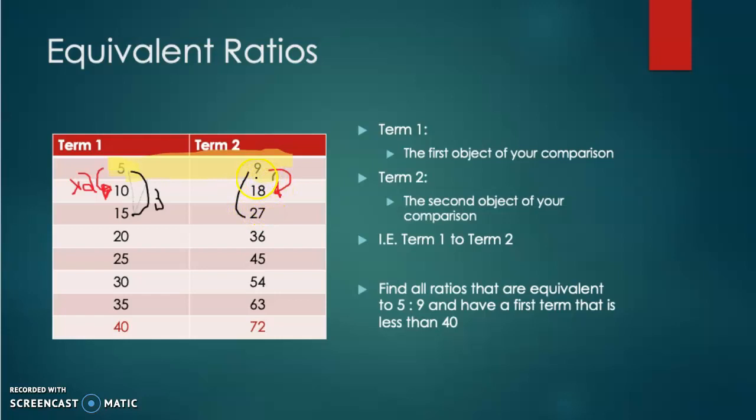We're not increasing this, right? But we are multiplying. Okay? So on and so forth. So we keep multiplying these numbers. This will become 4, 5, 6. Because remember, we want the first term that is less than 40.